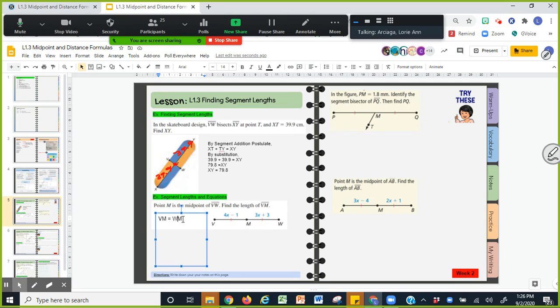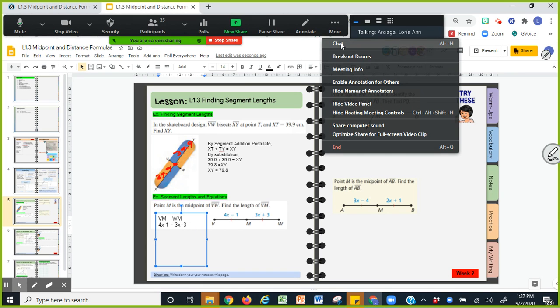So going back here, by substitution again, we can substitute 4x minus 1 for VM and then substitute 3x plus 3 for MW or WM. If you notice, I said WM or MW interchangeably because when you write a name for a segment, it doesn't matter where you start. Questions? Would you like to help me now? What's the value for X? Either type in the chat or unmute yourself.